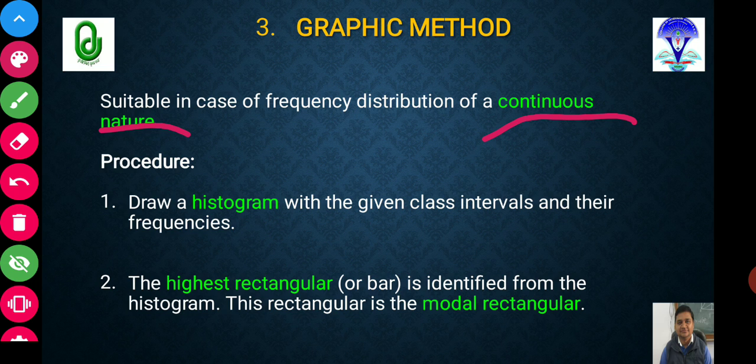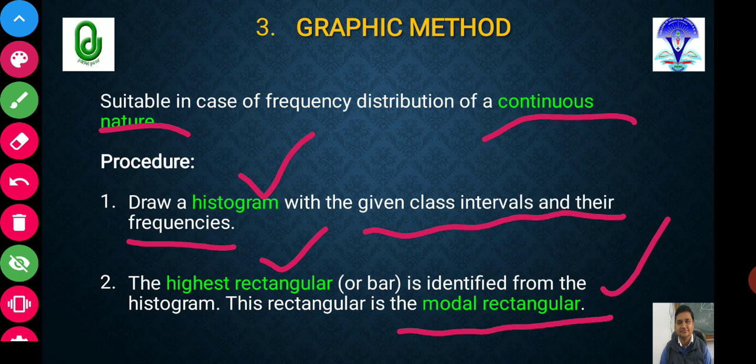So what is the procedure? First you have to draw a histogram with a given class interval and their frequency. Whatever class interval and frequency you have been given, you prepare the histogram. The histogram we have already seen in the class of graphical representation of data. Then the highest rectangular bar is identified from the histogram. This rectangle is called a model rectangle. So first you prepare the histogram, then identify the model rectangle, that is the highest bar.